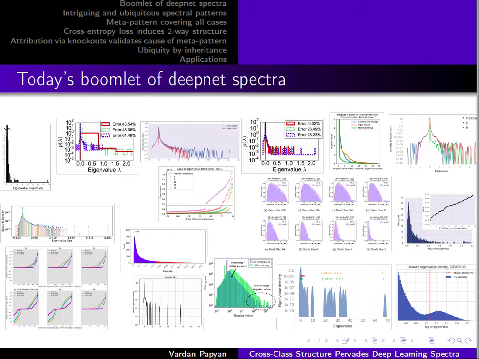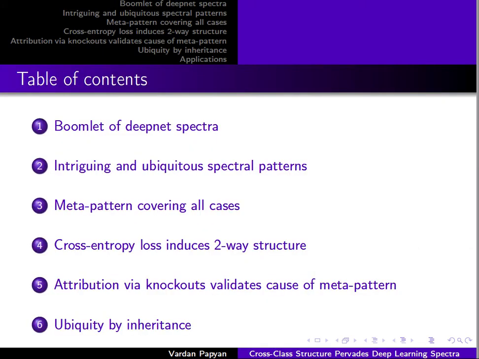And today I'm going to start by looking at some of these measurements that were made and what led to this boomlet to emerge, to erupt. I'm then going to notice how there's certain intriguing spectral patterns that you can see in all the different measurements that were made. And then I'll raise an open question of what is causing all of these spectral patterns which are seen everywhere to appear.